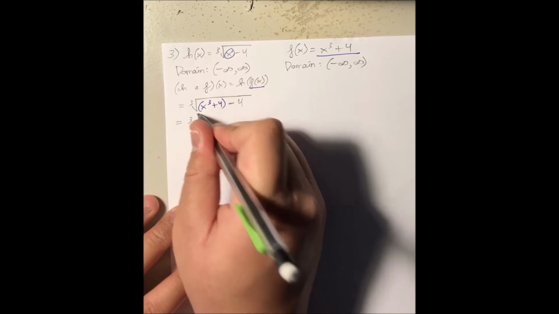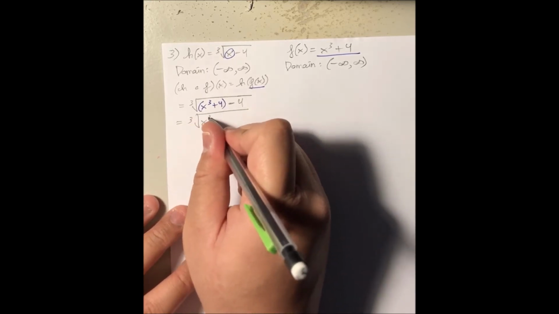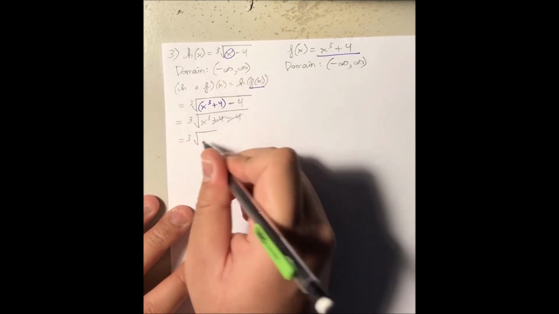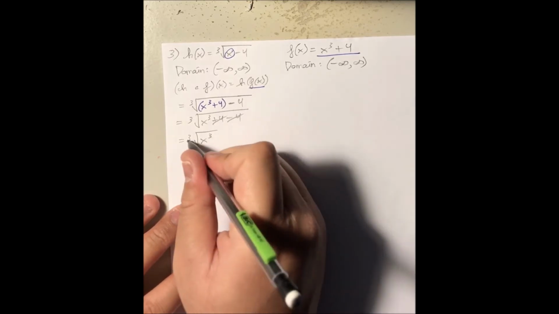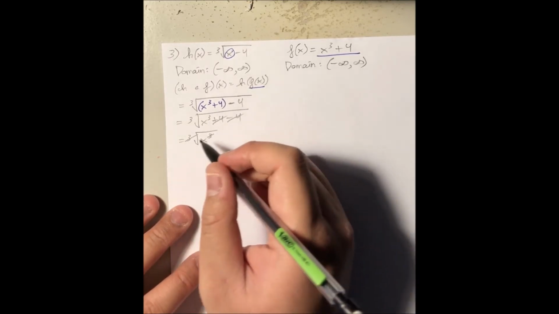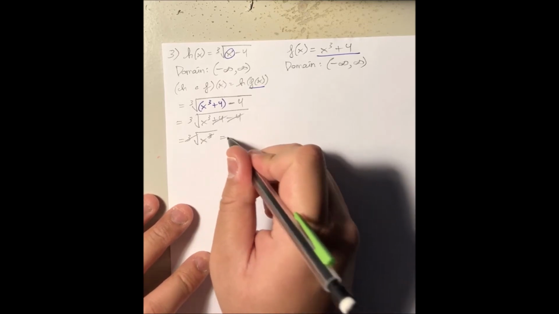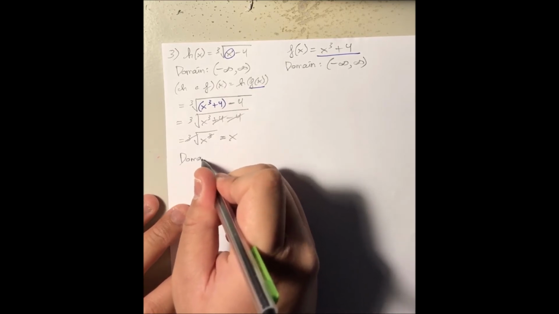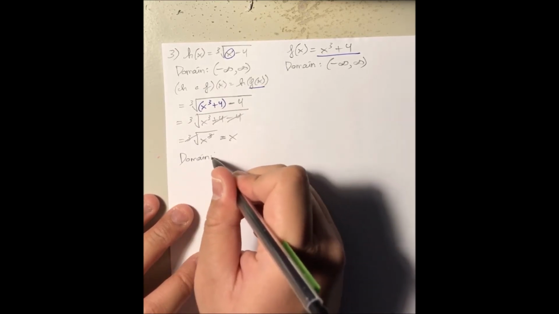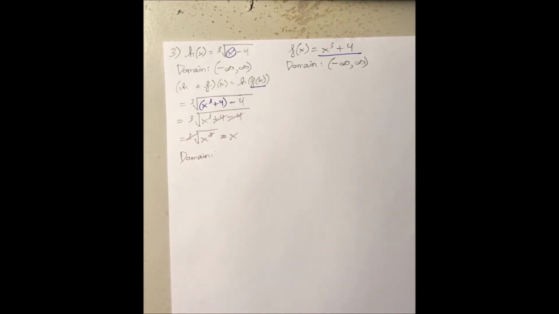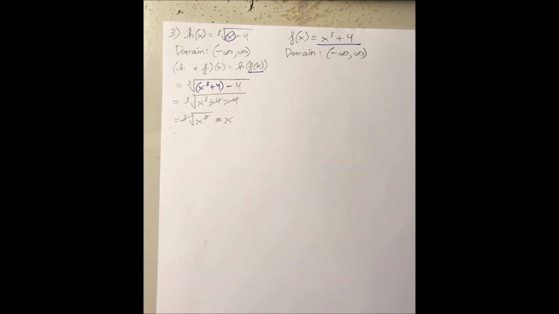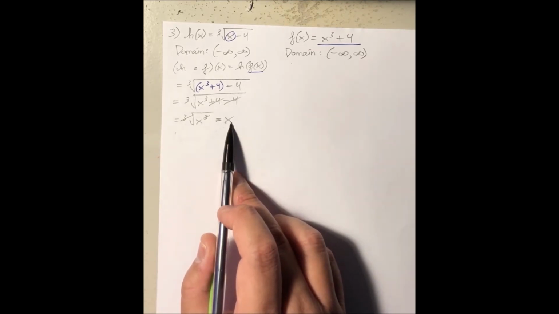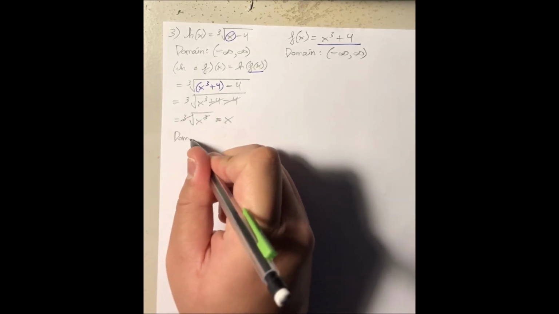Well, this is just the cube root of, taking away the parentheses, 4 and minus 4 cancel out, and we're left with just the cube root of x cubed. But with the cube root of x cubed, the power and the root cancel each other out, so we're left with just x. And of course, the domain: with the composition of h of f of x being x right here, what is the domain of this? The domain of this composition of functions is also going to be all real numbers.